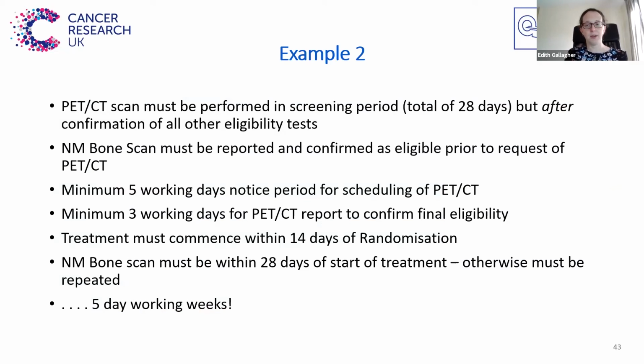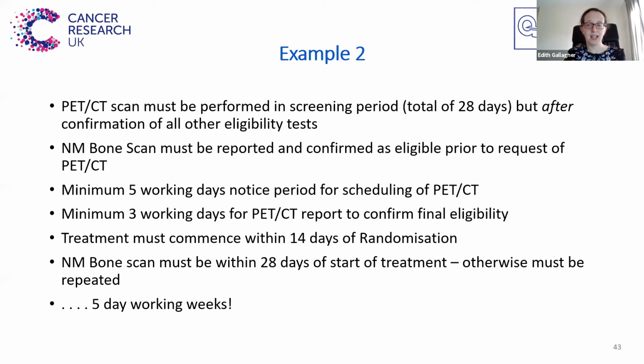Here is another example of a trial with nuclear medicine imaging. A bone scan and a PET-CT scan had to be performed in the screening period of this trial. The bone scan and all other eligibility tests had to be completed, and the patient confirmed as eligible prior to requesting the PET-CT. There was a minimum of 5 working days notice for the PET-CT and a minimum of 3 working days for the report to come through.